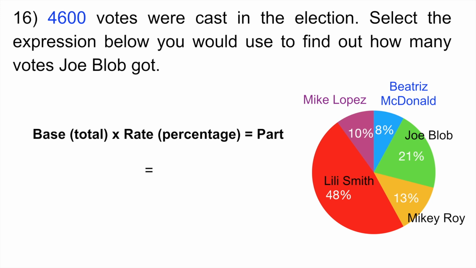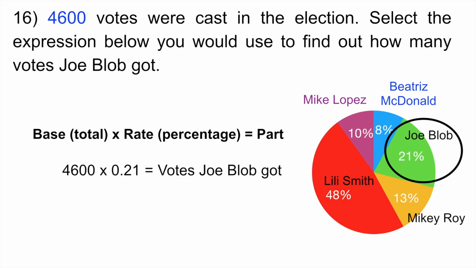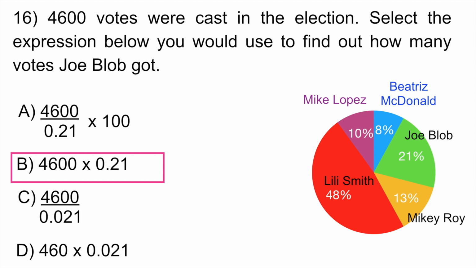And then they're telling us that we are interested in finding out how many votes Joe Blob got. So the rate or the percentage of votes that Joe Blob got, if you look at the graph, is 21%. So you would multiply that 4,600 by 21% or 0.21, expressed in decimal form. And that's going to give you the part, or the number of votes that Joe Blob got out of that total 4,600. Okay? So that would be the correct expression. I believe he got around 900 and something votes.